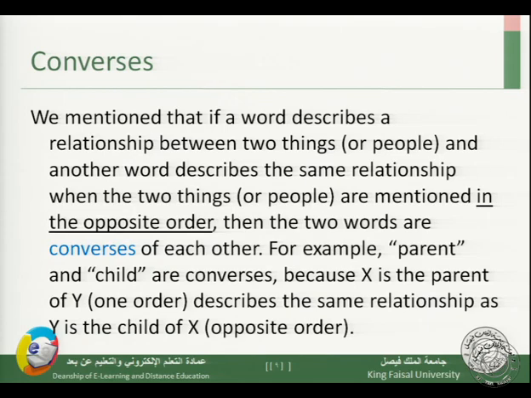Because if we say X is the parent of Y, for example, Ahmed is the parent of Ali, all right, we can also say that Ali is the child of Ahmed. So Ahmed is the parent of Ali, Ali is the child of Ahmed. So parent and child are converses, because we can go from different directions and we use one antonym in one direction and we use the other antonym in another direction in the opposite order.